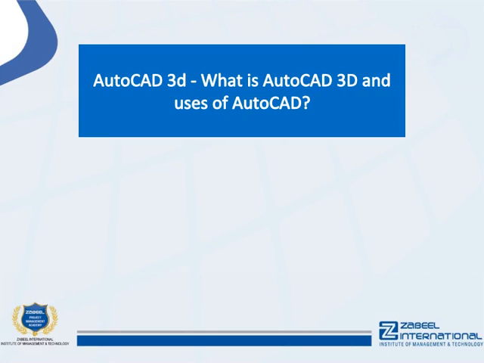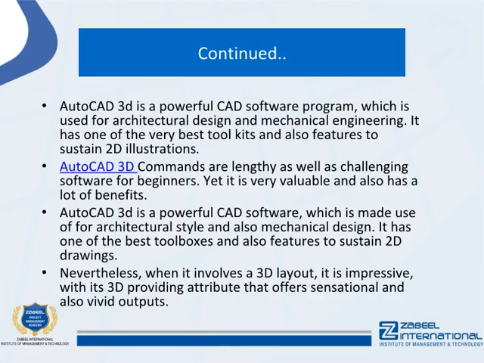AutoCAD 3D. What is AutoCAD 3D and uses of AutoCAD? AutoCAD 3D is a powerful CAD software program, which is used for architectural design and mechanical engineering. It has one of the very best toolkits and also features to sustain 2D illustrations. AutoCAD 3D commands are lengthy as well as challenging software for beginners. Yet it is very valuable and also has a lot of benefits.